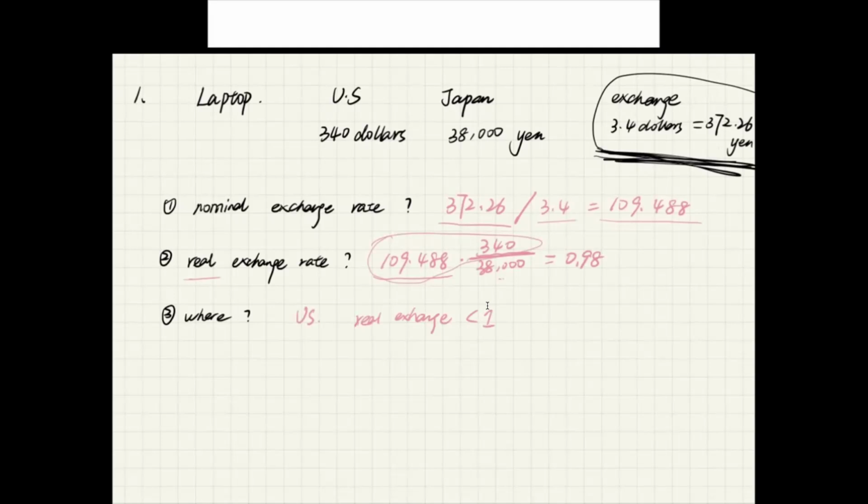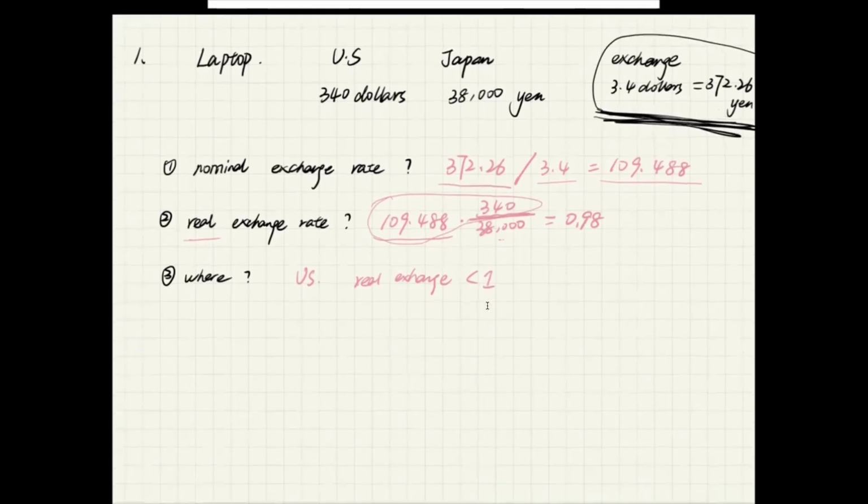And for the real exchange rate, it is based on the item rather than based on the bank. Okay, so this is question 1.